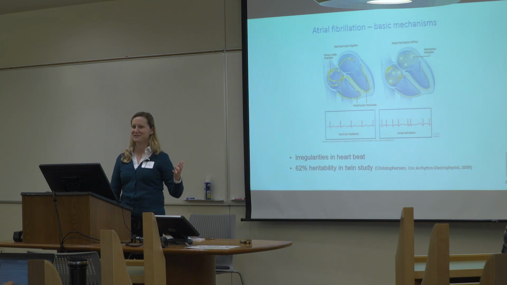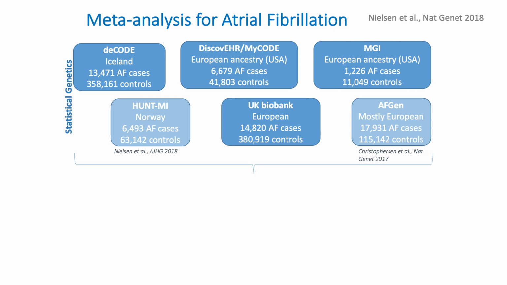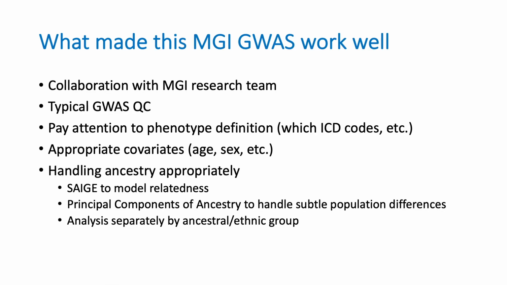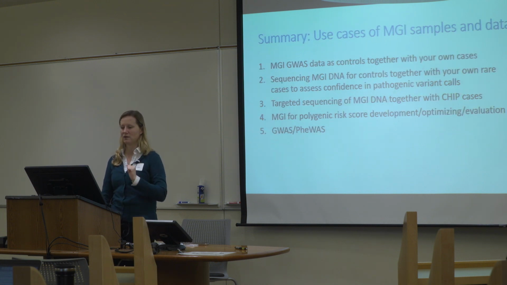is a standard GWAS. I won't go into this for much detail. Hopefully you'll hear more examples of this, but in our case we looked at atrial fibrillation, meta-analysis with many cohorts, summary of the findings, published in Nature Genetics, it's all great. What made this work well was collaborating with the MGI research team, so we understood very well where the imputation came from, what analysis methods were used, handling ancestry appropriately, etc.